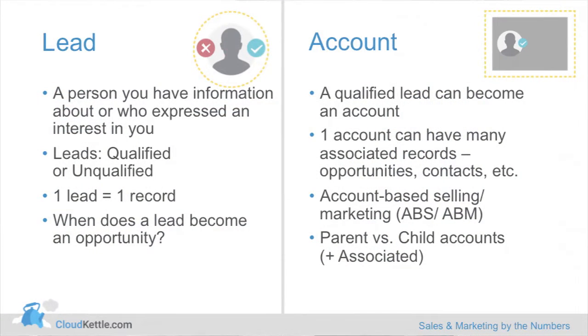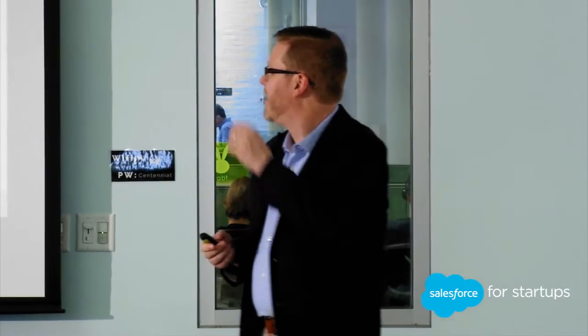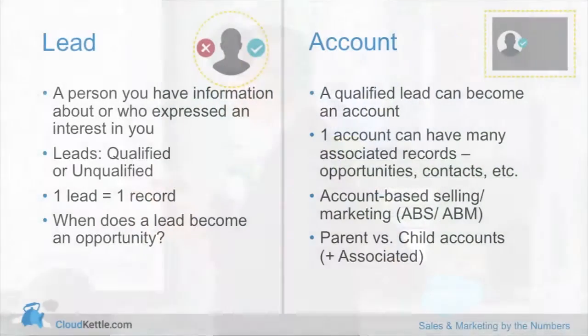When does a lead become an opportunity? Anyone? Yes. Once they've become qualified, they have budget, they have authority, they have need, they have timeline. You may or may not have established a competitor. An account. The qualified lead can become an account. One account can have many associated records, including opportunities, contacts, etc.